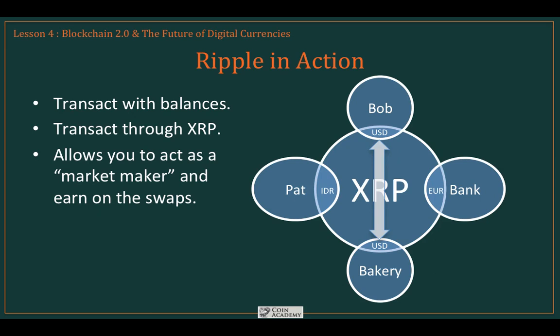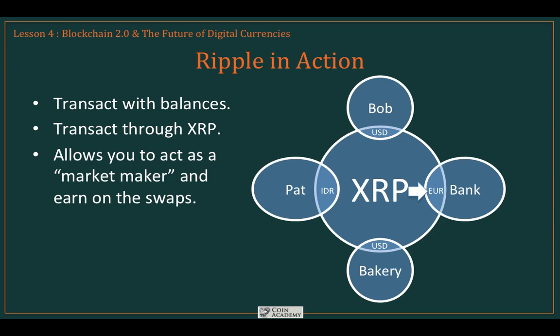Now let's take a different example. Let's say that Pat needs to get money into the bank, and Pat transacts in Indonesian rupiah, the bank transacts in euros. But let's say that both of them are willing to accept XRP. So what can happen here? Very simple. Pat converts Indonesian rupiah into XRP, gives XRP to the bank, and the bank can then do what they want with the XRP, transfer it back into euro or hold it in an XRP balance in their wallet.